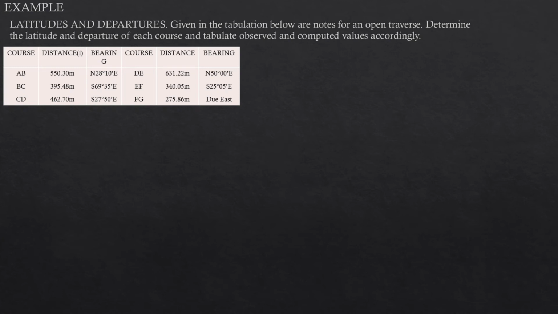Okay, so example ng pagkuha ng latitude and departure. So, meron tayong given tabulation. So, the given tabulation below are notes of an open traverse. Determine the latitude and departure of each course and tabulate observed and computed values accordingly. Okay, so meron tayong given na open traverse. So, course AB is equal to 550.30 meters and may bearing siya na north 28 degrees 10 minutes east. So, ganun din sa BC, CD, DE, EF, FG. So, may mga given distance and bearing din siya.